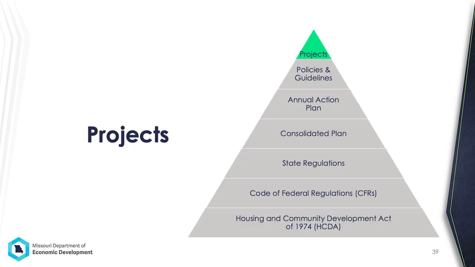At the top of our pyramid are CDBG projects, and this is where the local government and grant administrators start to get much more hands-on with the process. We use the competitive method of distribution, so local governments will submit proposed projects to our office, and then we choose which projects to fund. Keep in mind that each project is subject to all the structural layers in this pyramid, as well as local laws and the project's grant agreement.